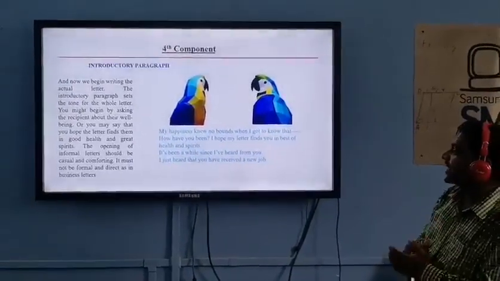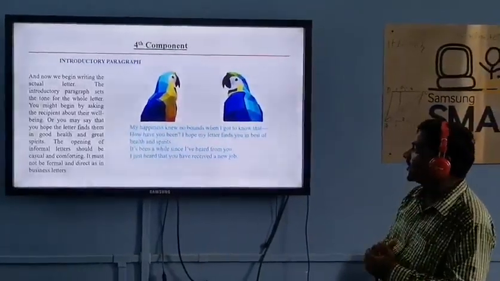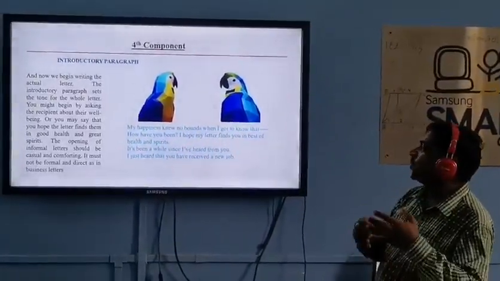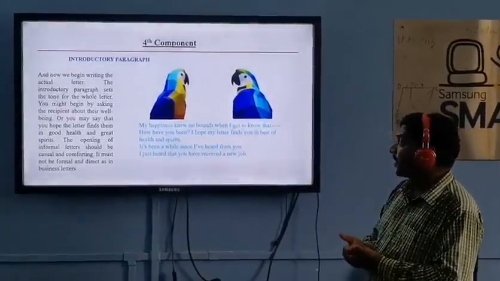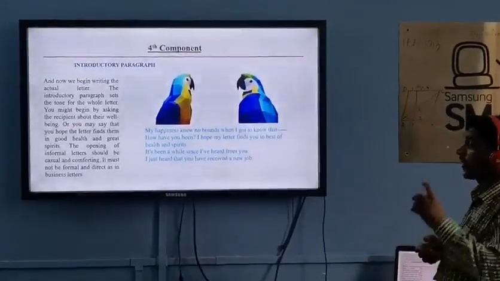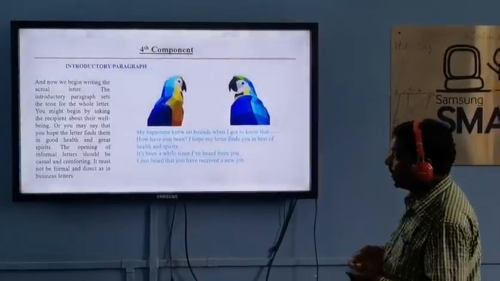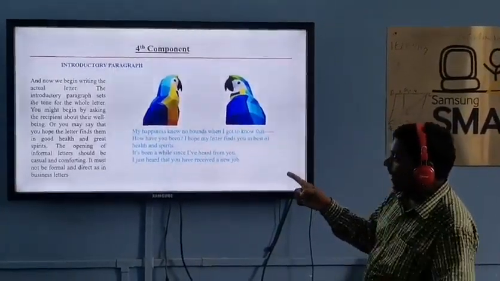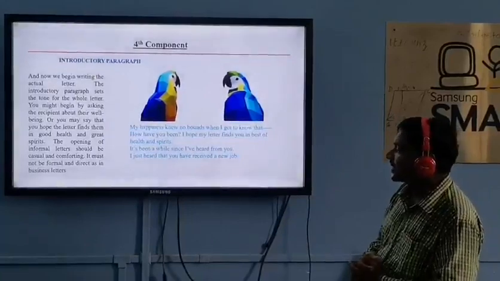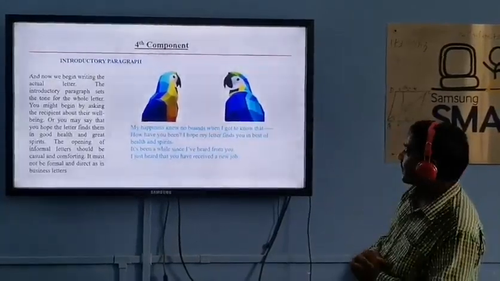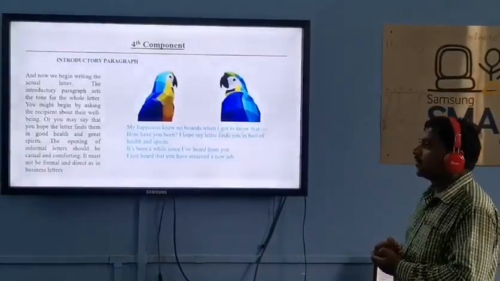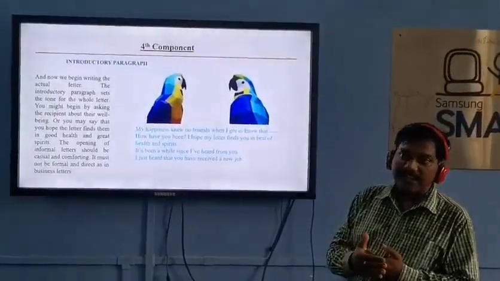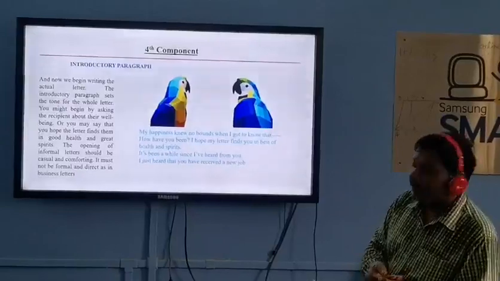You might begin by asking the recipient about their well-being, or you may say that you hope the letter finds them in good health and great spirits. The opening of an informal letter should be casual and comforting. Remember, it must not be formal and direct as a business letter. So, what can be the beginning lines? Which are the famous lines for introducing an informal letter?